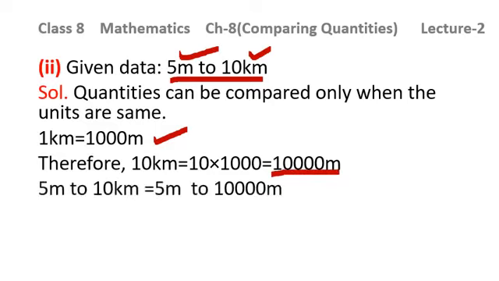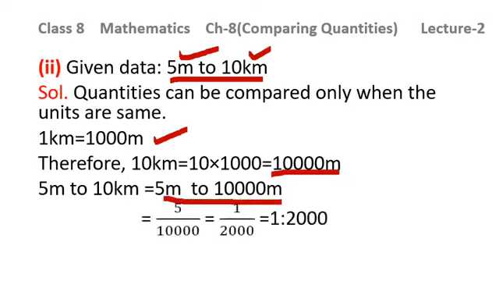Then 5 meter to 10 kilometer, we are supposed to take the ratio. It will be 5 meter to 10,000 meters because we have converted 10 kilometer into meters. Then 5 over 10,000 will give you 1:2000. So this will be your answer.